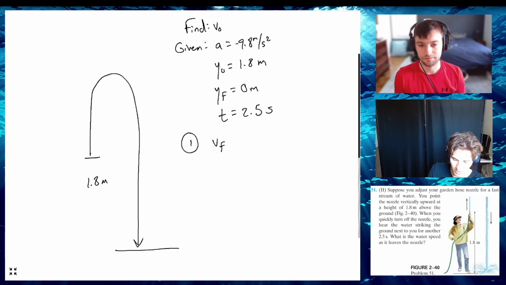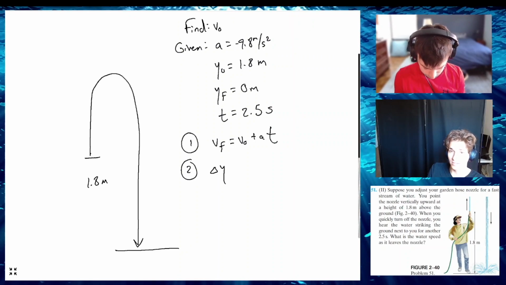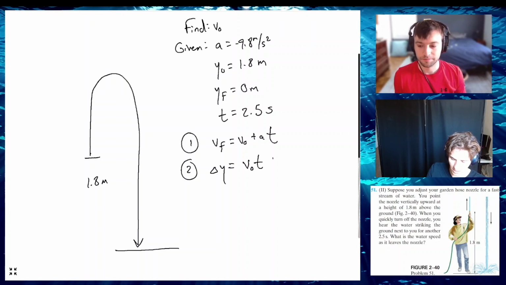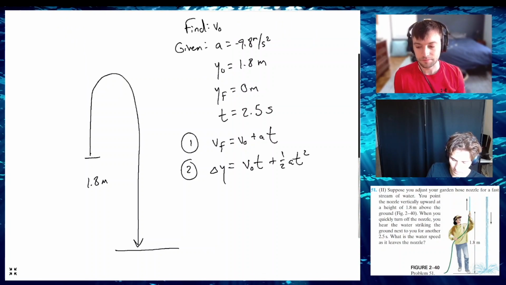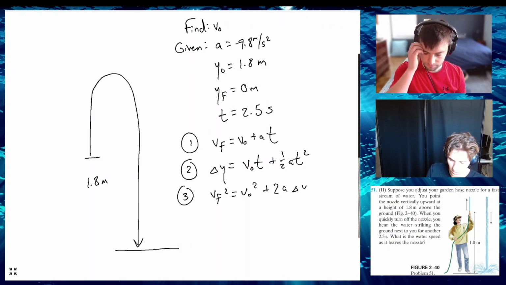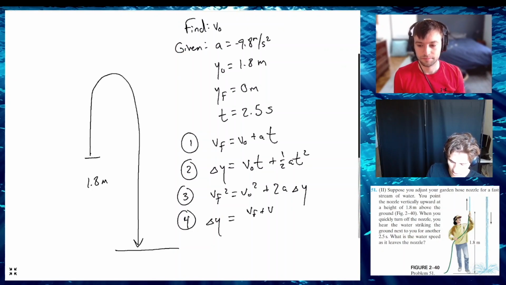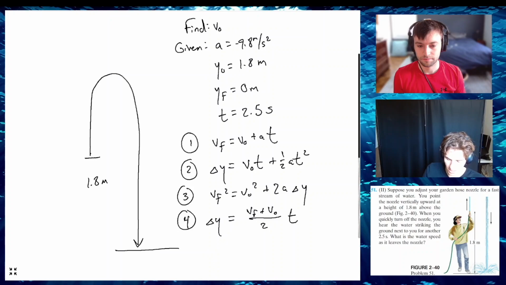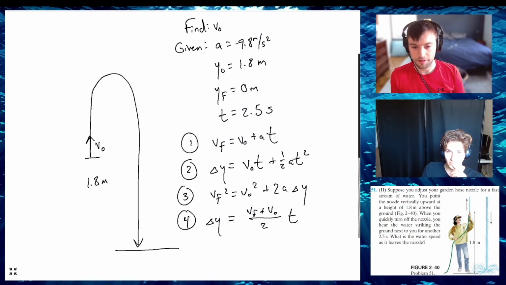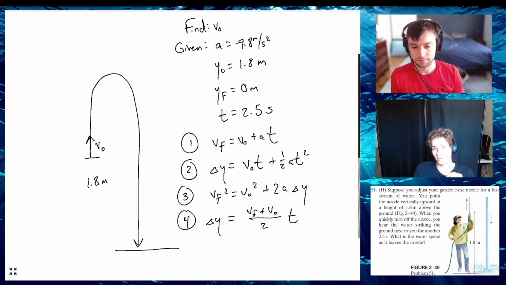I'll write them all down. V final equals V initial plus AT. Making this one delta Y since it's vertical, it's the same as delta Y equals V naught T plus 1/2 AT squared. V final squared equals V initial squared plus 2A delta Y. And delta Y equals V final plus V initial over 2 times time. Wouldn't V final equals V initial plus AT be the right way to go? It's pretty good. Do you want to try it out?